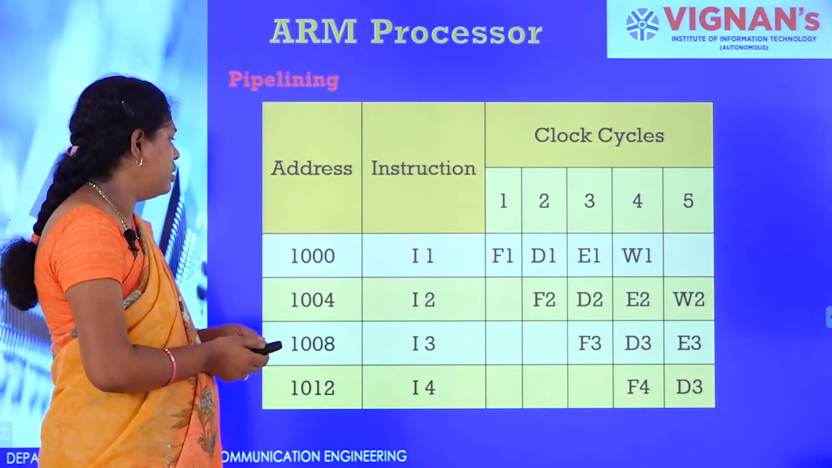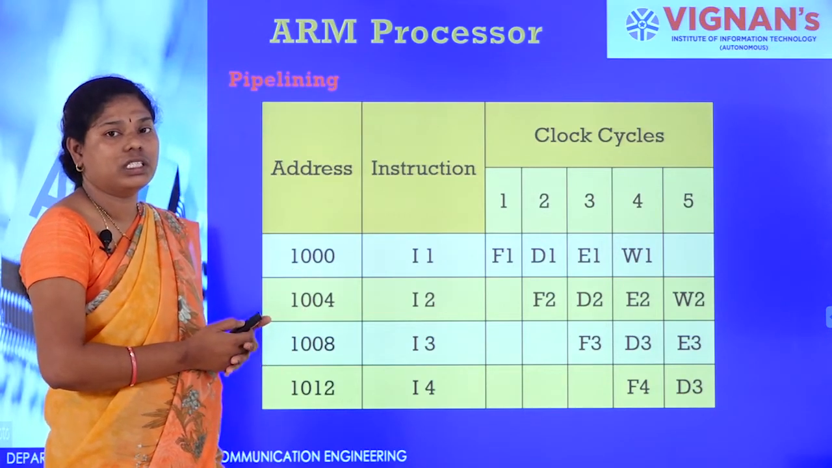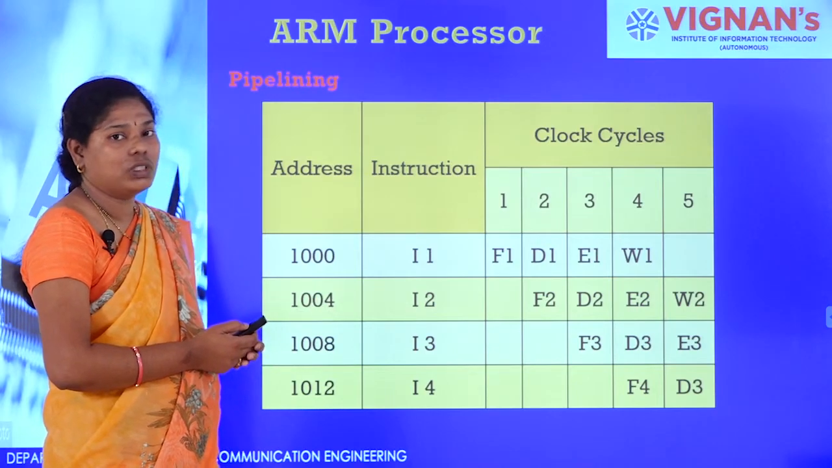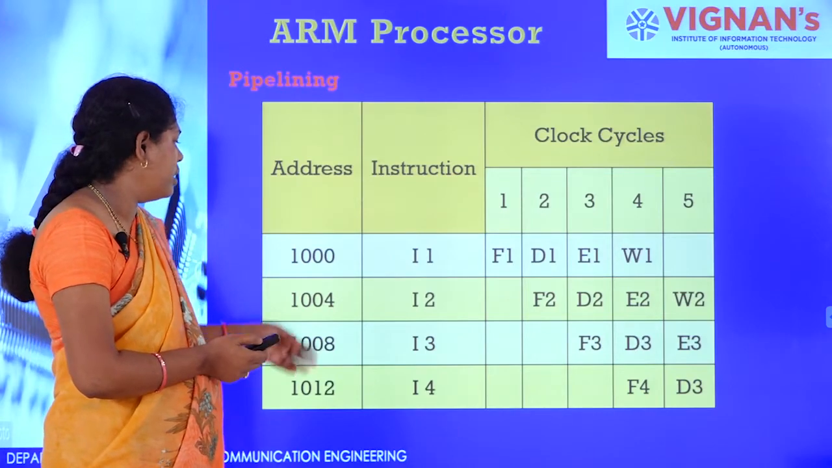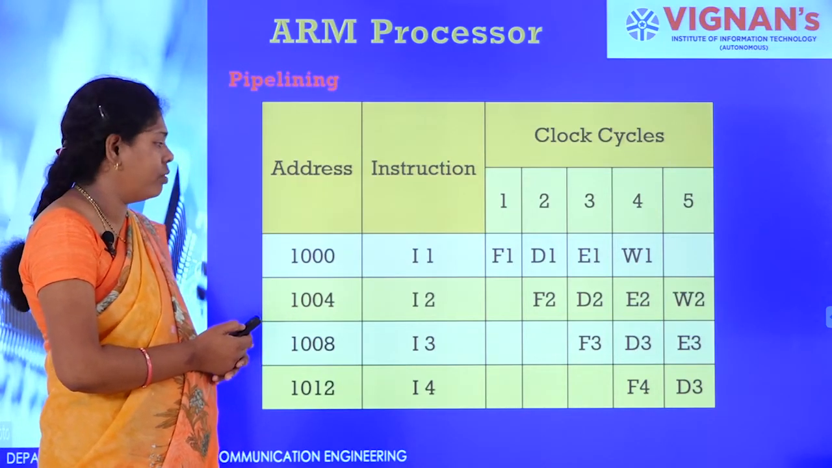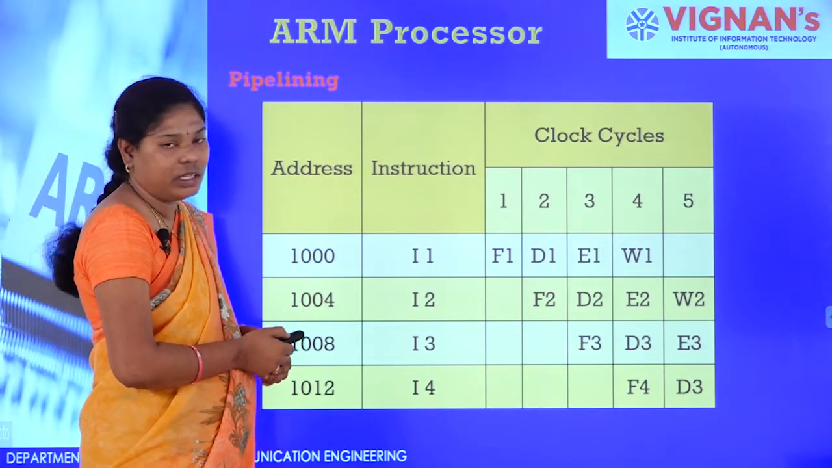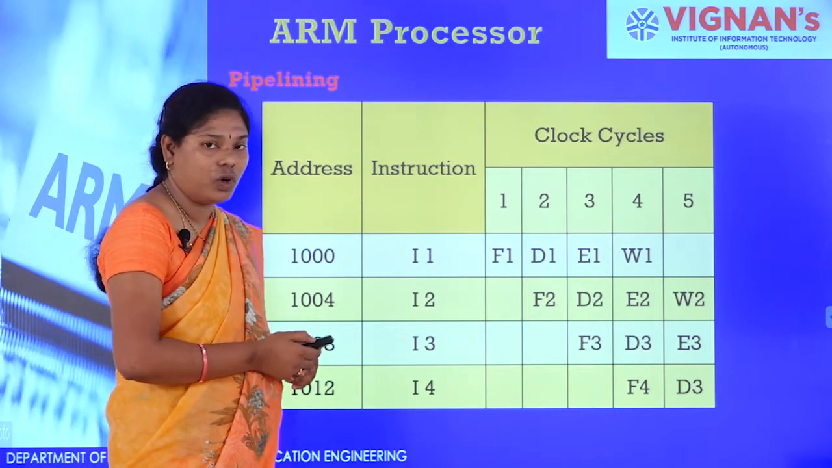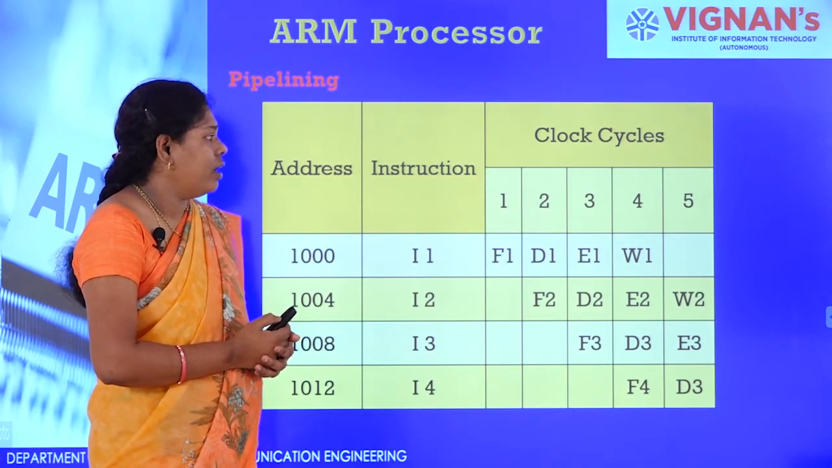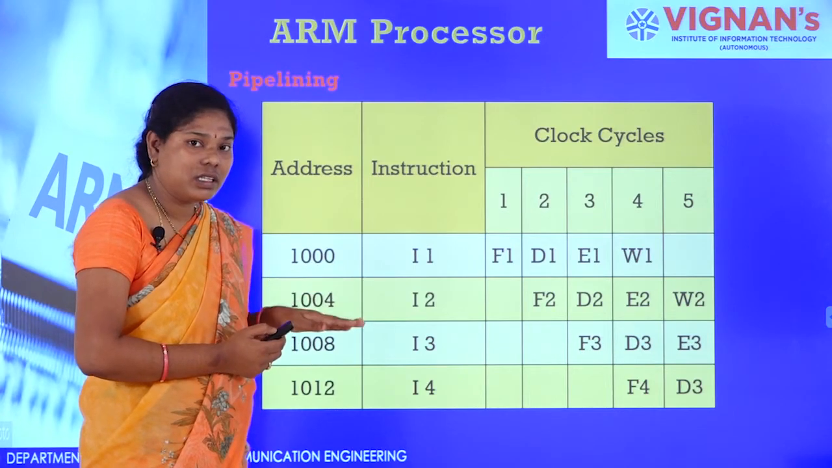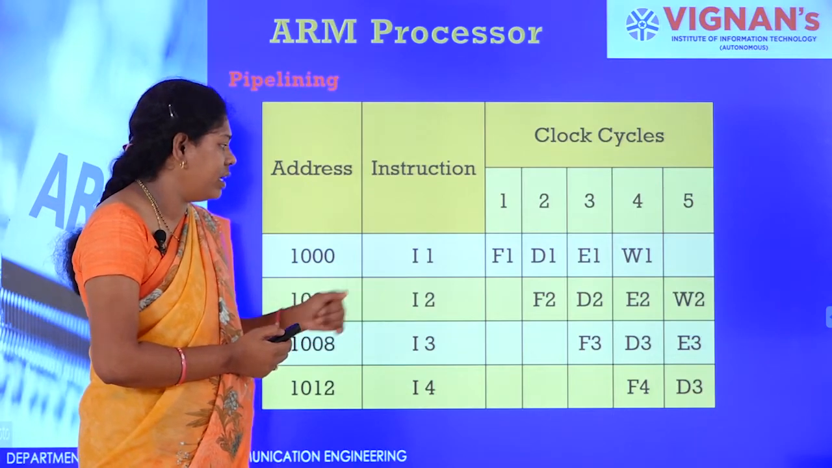Let us consider the locations 1000, 1004, these are the instructions. Here we are considering each instruction is 32 bit. So, 1000, 1001, 1002, 1003, each instruction occupies 4 locations and the next instruction will start with 1004. Next see, instruction 1 has 4 steps. In clock cycle 1 it fetches, in clock cycle 2 it decodes, in the next it executes and writes. While in clock cycle 2, while decoding the first instruction, the processor fetches the next instruction, that is, the PC will be the address of the next instruction.